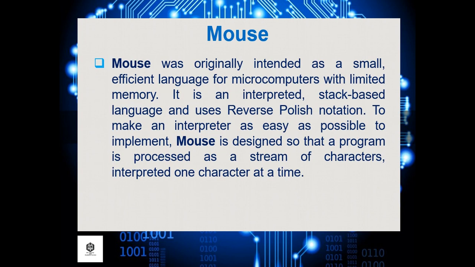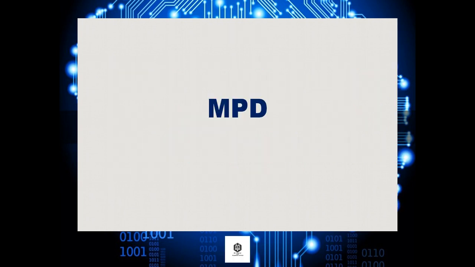Mouse was originally intended as a small efficient language for microcomputers with limited memory. It is an interpreted stack-based language and uses reverse Polish notation. To make an interpreter as easy as possible to implement, Mouse is designed so that a program is processed as a stream of characters interpreted one character at a time. MPD.